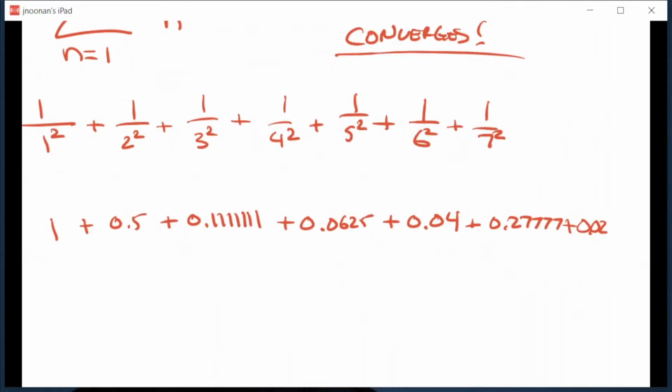Okay, let me add these up. Give me a sec. I'll type in 1 over 49 just to make everyone happy. Okay, so I've got 1.761797. The question is, how close is this to the truth?